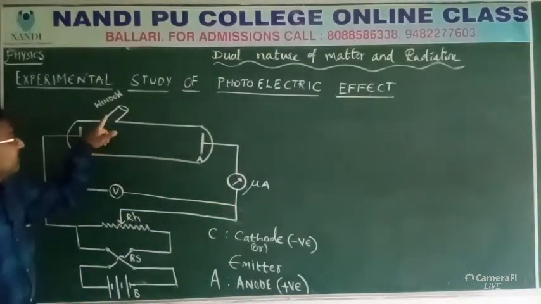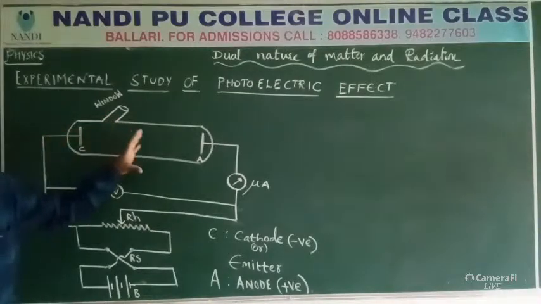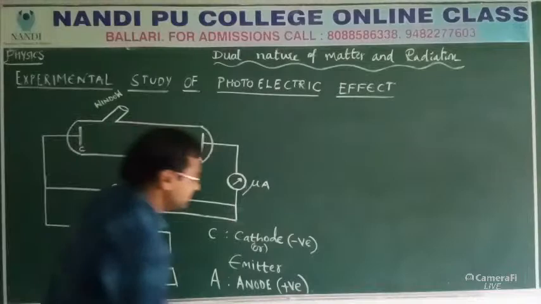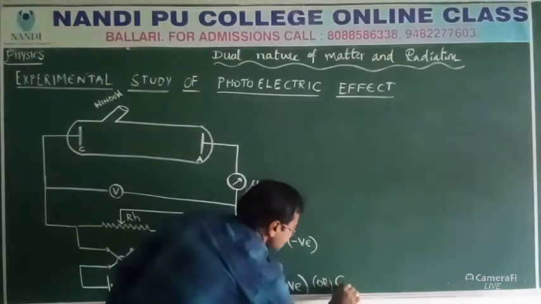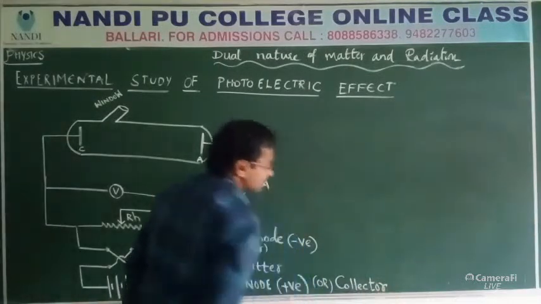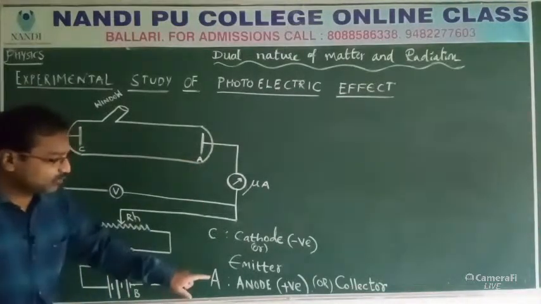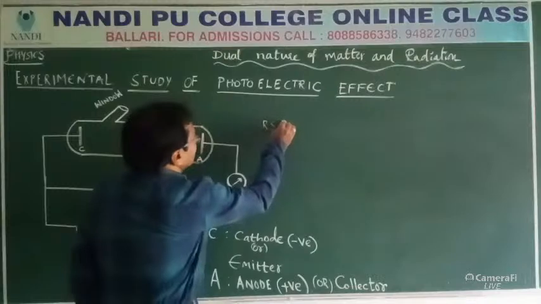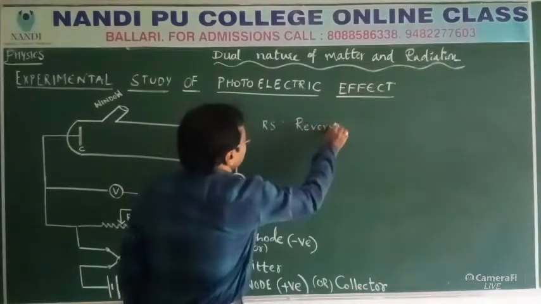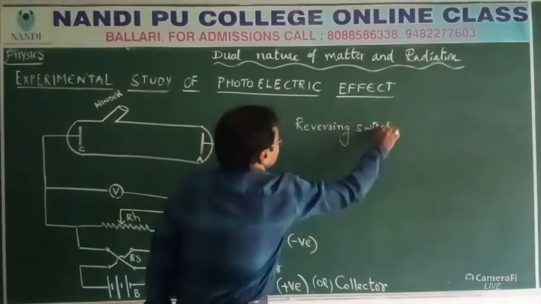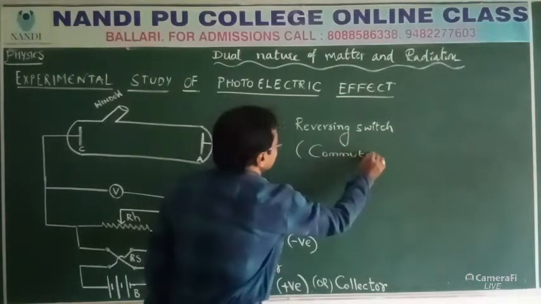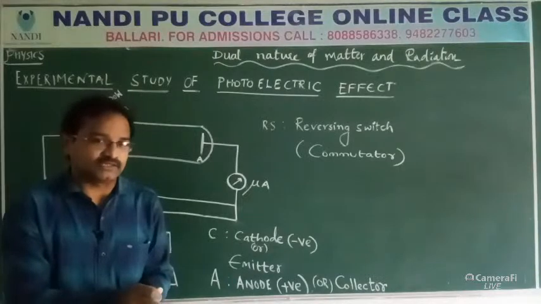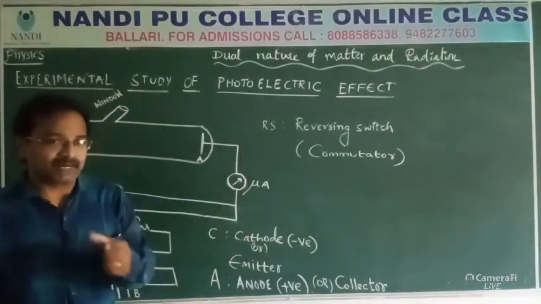Yes, children. Now see, when light is incident on the cathode, it emits what? Electrons. Those electrons travel towards the anode. It collects electrons, so it is also known as the collector. So A is anode or collector. And this RS is called the reversing switch or commutator. To reverse the voltage or to reverse the direction of current, we are using the reversing switch. Later I will tell what is the purpose of this.